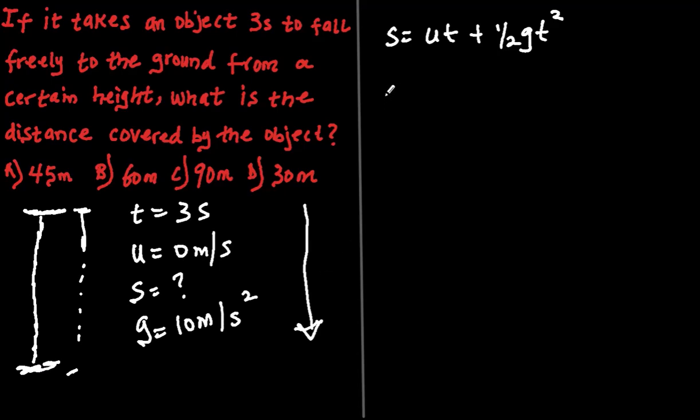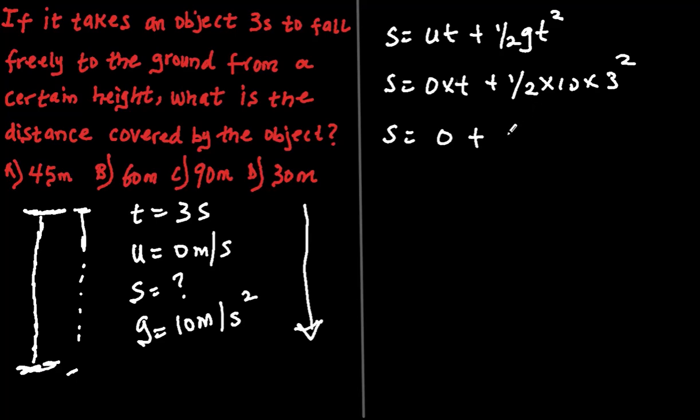So now let's plug in. S is going to equal 0 multiplied by time plus half times 10 multiplied by 3 squared. I didn't put 3 here because 0 times 3 is still 0. So all of this is equal to 0 plus half of 10 is 5, 3 squared is 9. So S is going to equal 0 plus 5 times 9 is 45. So S is going to equal 45 meters.